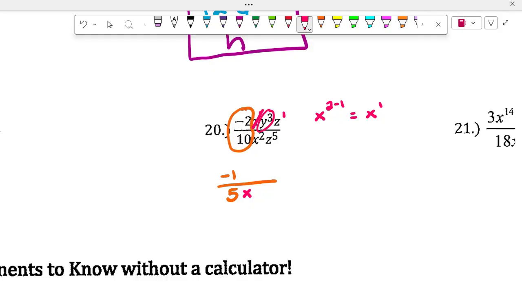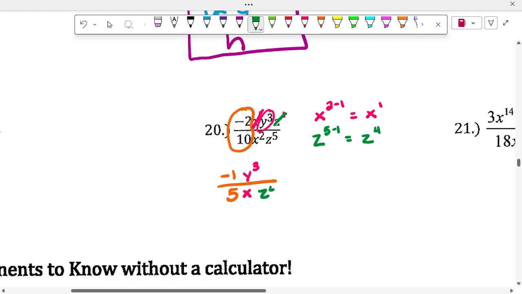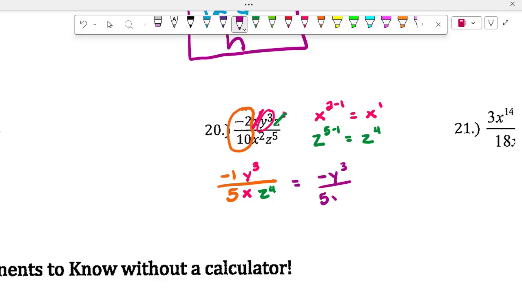Now the y, it's on its lonesome, so we keep it where it is. And then the z's. So I have z to the what minus what? 5 minus 1. So it's z to the what? Fourth. Where's it going? The denominator. Clean this up a little bit. This will be negative y cubed over 5x z to the fourth.